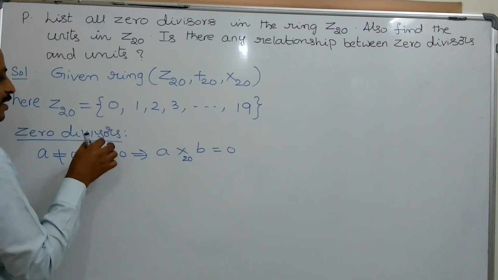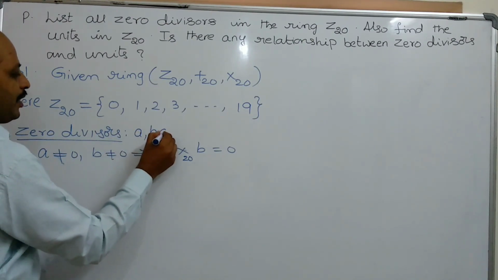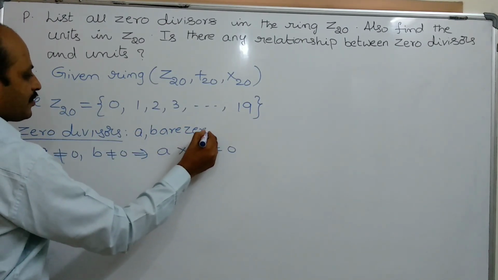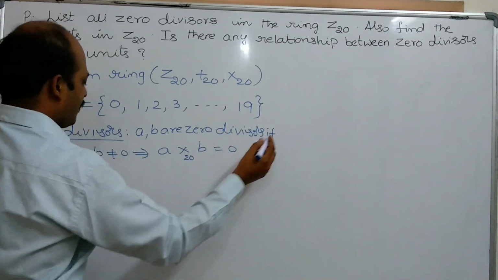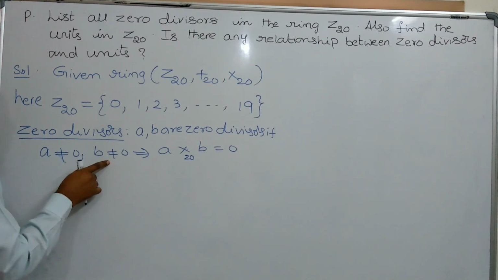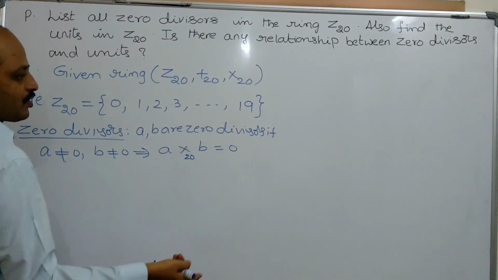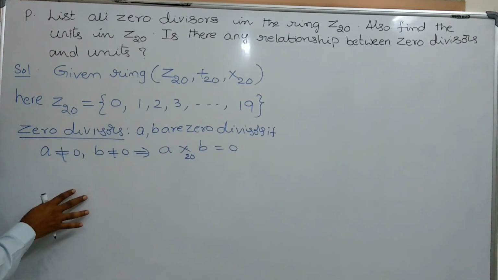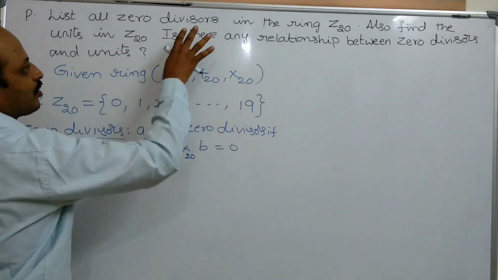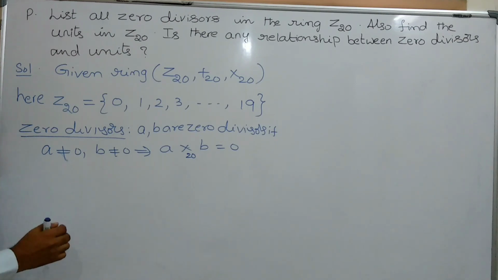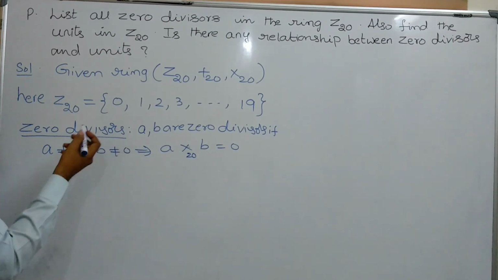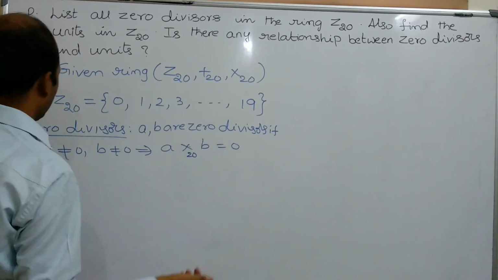So by using this definition, A, B are zero divisors if A not equal to 0, B not equal to 0 implies AB is equal to 0. By using this definition, you can find the zero divisors of the ring Z20. Also find the units in Z20. So let us check the zero divisors of this one.